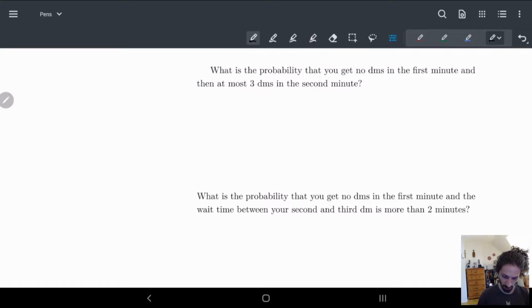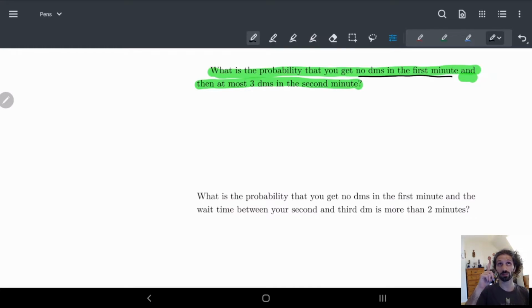So the next question is asking, what's the probability that you get no DMs in the first minute and then at most 3 DMs in the second minute? Okay, so this is breaking stuff down. We get no DMs in the first minute. So what this is saying is, in the first minute, I get no DMs.